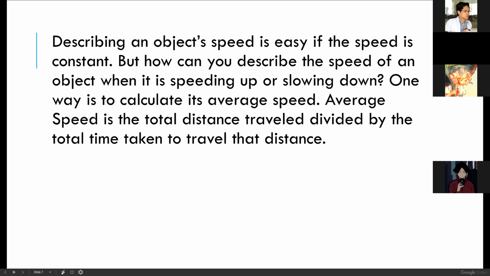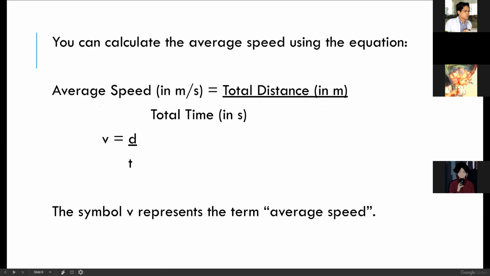Describing an object's speed is easy if the speed is constant. How about if the object is speeding up or slowing down? One way is to calculate its average speed. What is average speed? It is the total distance traveled divided by the time taken to travel that distance. If you're going to calculate the average speed, you use this equation, same as velocity: distance over time.